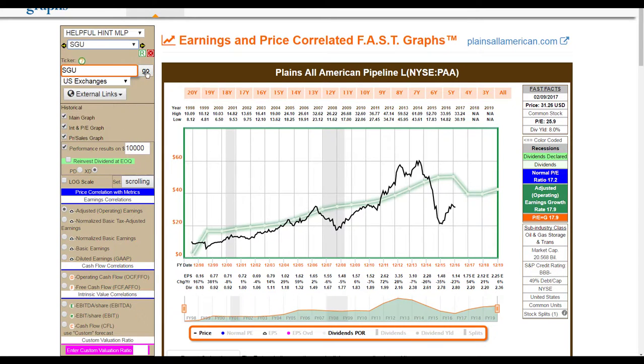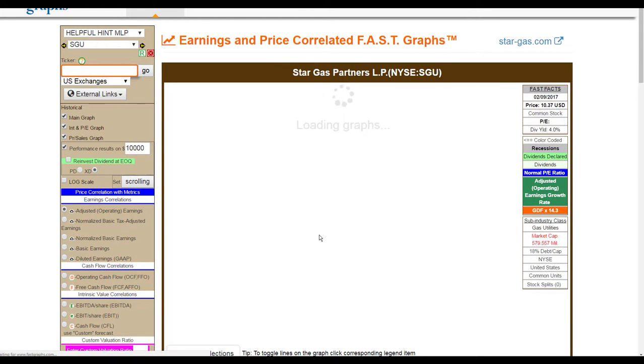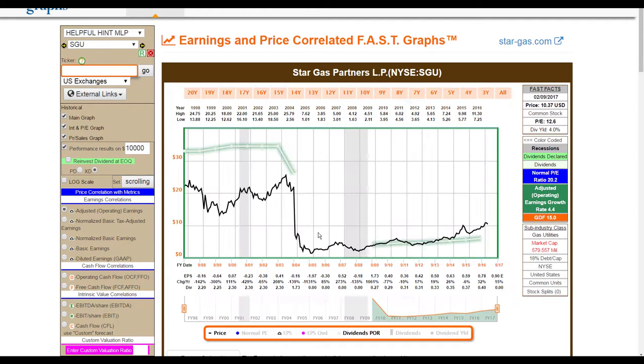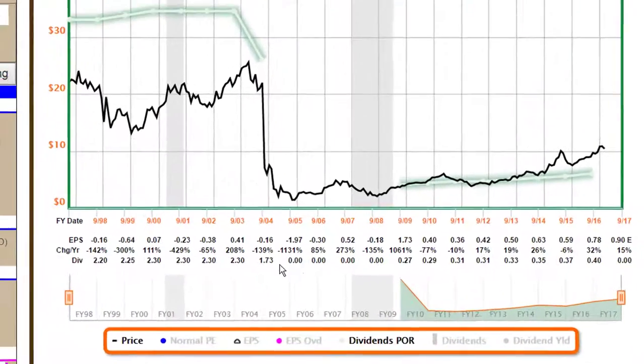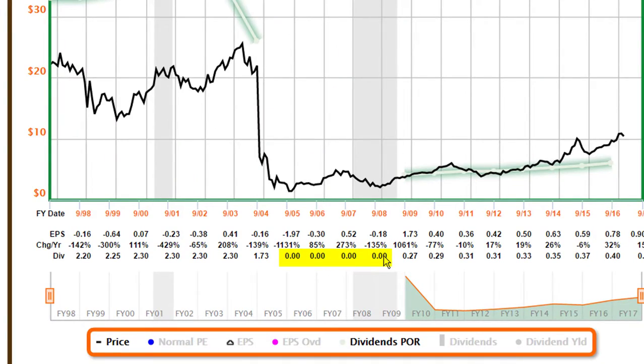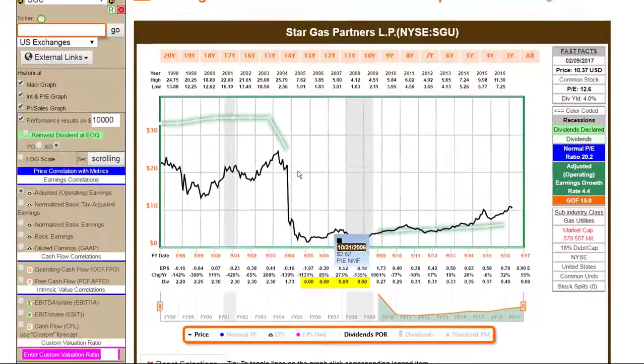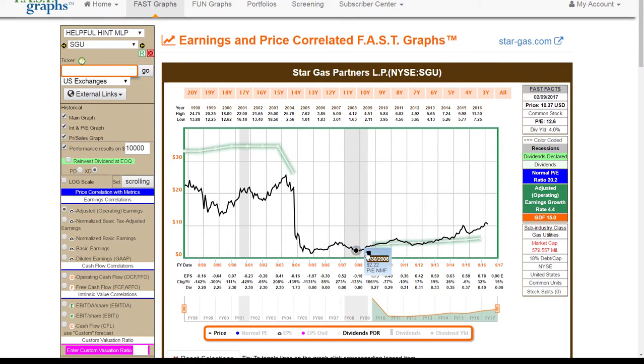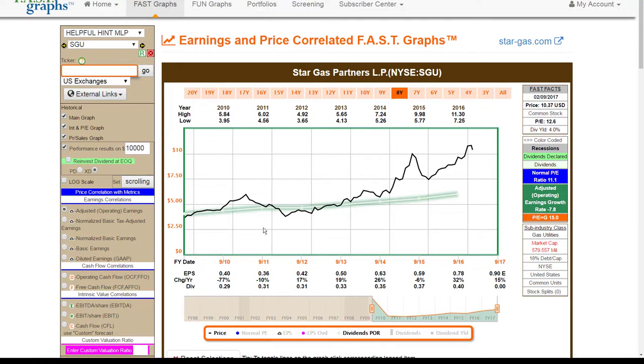Now I want to show you an example here that I consider to be very interesting. We'll look at Star Gas Partners LP. What's interesting about this is there was this correlation between the dividend and stock price back here in 1998, and then all of a sudden the dividend was cut and eliminated, actually, for 2005, 6, 7, 8, and the stock price of course collapsed, and it kind of floundered for a while even with no dividends. And then as the dividends started to remanifest, you once again see this correlation where the price follows or reacts to the dividend yield.